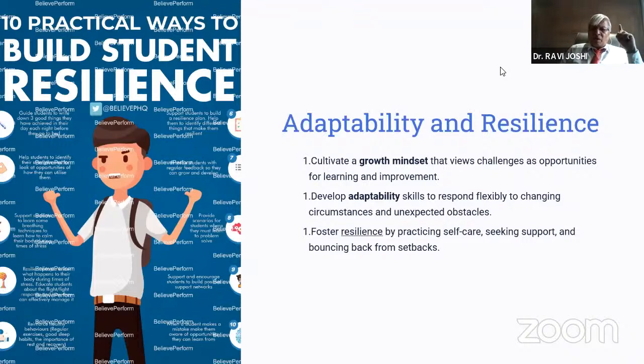And foster resilience by practicing self-care, seeking support, and bouncing back from setbacks. This is very important. Learning from others, learning from experiences, that we have to teach to the students, my dear professors.